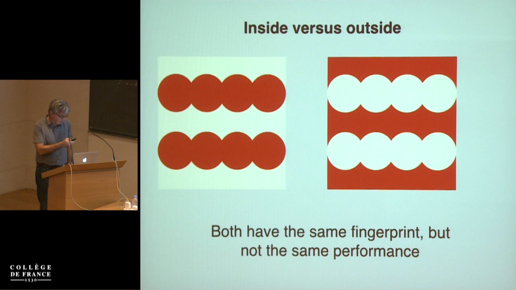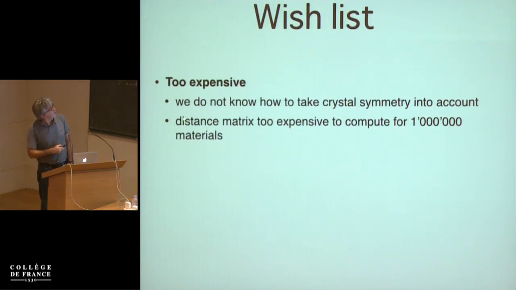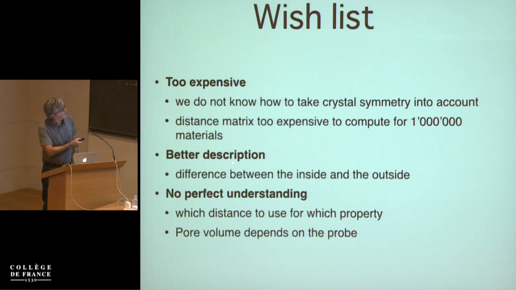So my wish list here is: the crystal symmetry, the way we do these calculations is not sufficiently efficient, so we can't do it yet for all materials. And in particular, at a given moment, you need to calculate this distance matrix. And if you have a million materials, it gets too long. So we need to use smarter techniques. So a better description, the difference between the inside and the outside.